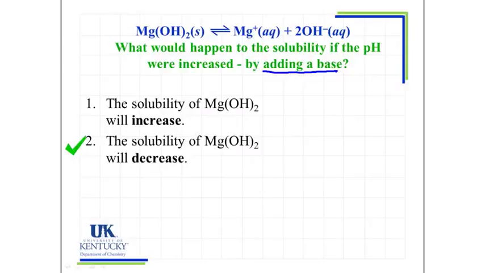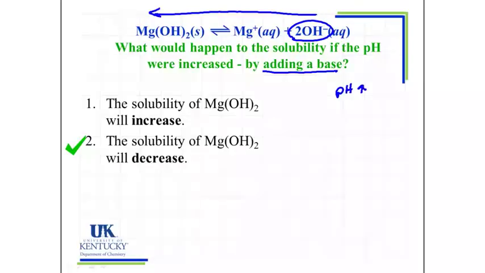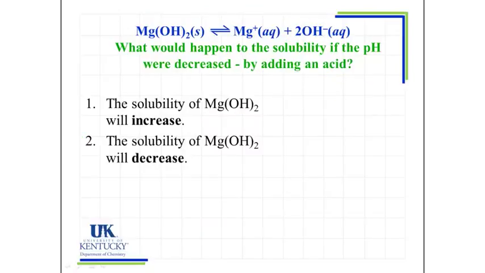Why would it decrease? Well, if you add OH minus, anytime you add something on the right-hand side, it'll shift to the left to try to use it up, and you are increasing the solid. That would be a representation of a decrease in solubility. So what is adding a base? Adding a base is the pH going up as you add that base, and that would always shift this salt to the left. Okay, so let's do the opposite.